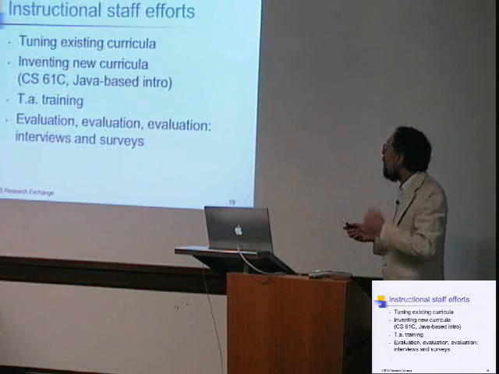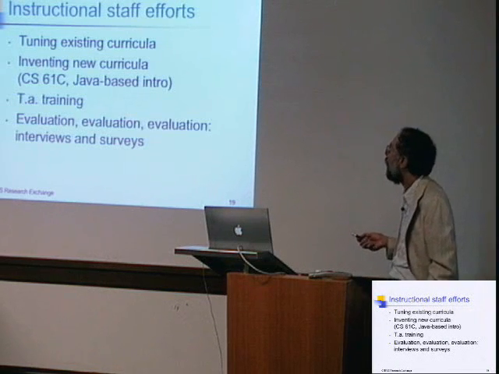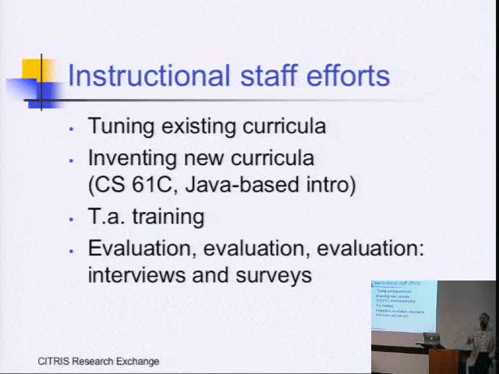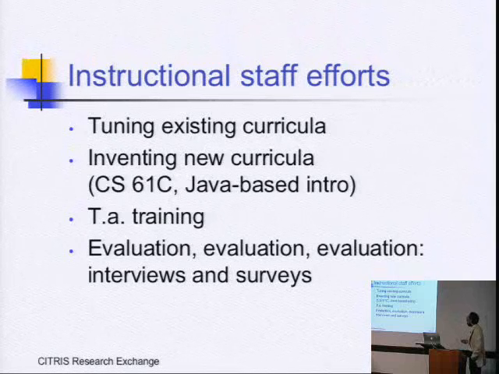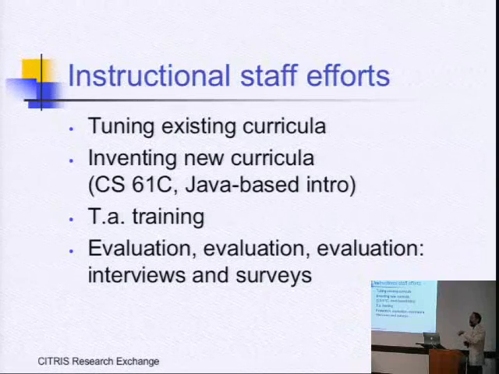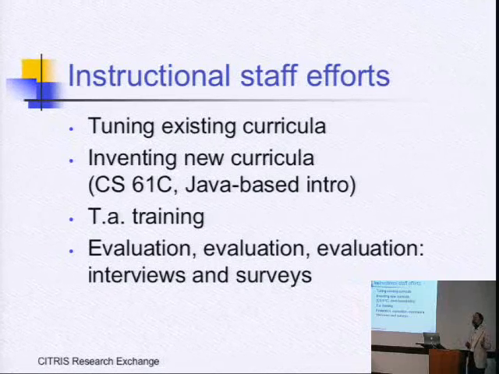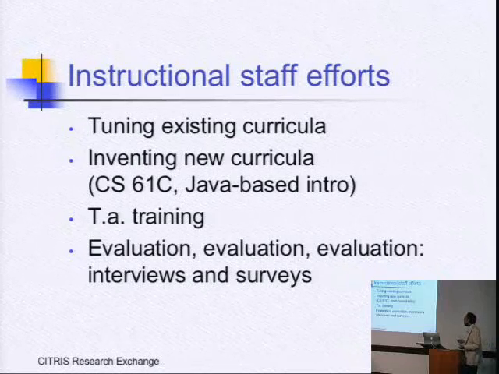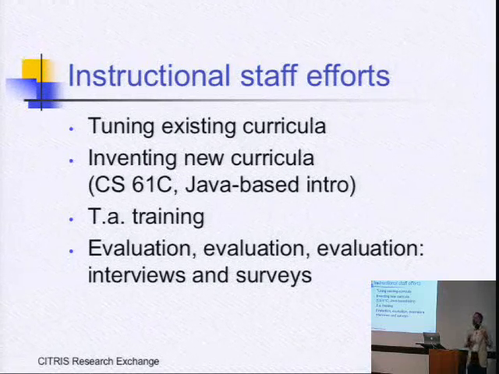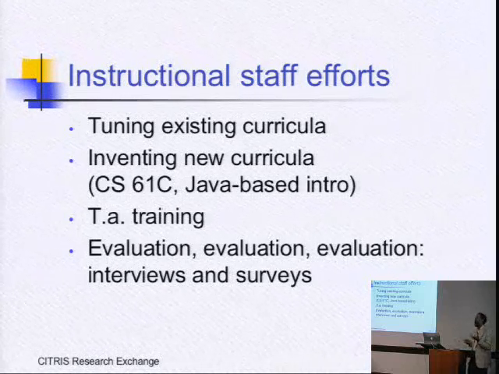The instructional staff, there's a lot going on having to do with instruction. So tuning the curricula, we're always looking at the curricula to see what worked, what didn't work, how can we improve various things. We're inventing new curricula. So 61C, our machine structures course, we've started working on that. A National Science Foundation is supporting us to develop a Java-based intro course in this lab-based format. TA training, there's always stuff that needs to be done there.